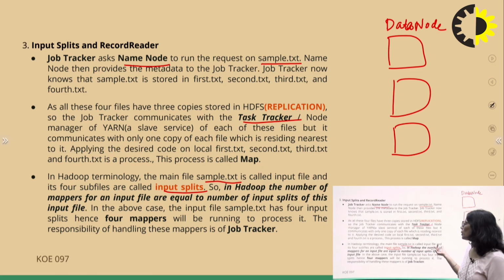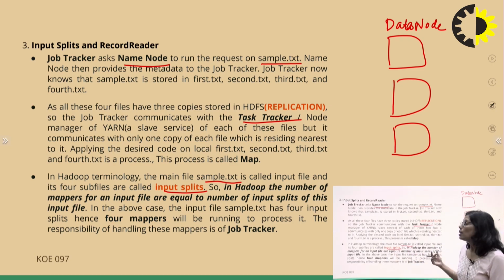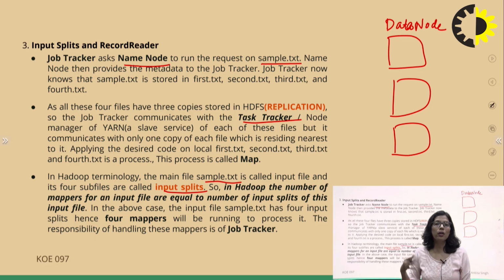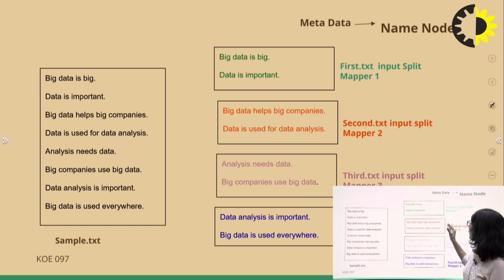Now in Hadoop, the number of mappers for input files is equal to the number of input splits. For example, if I have 4 input splits, they will be located at 4 data nodes, and each of these data nodes will have 1 corresponding mapper. So if we divide my data into 4 input splits, I will have 4 data nodes and 4 mappers.